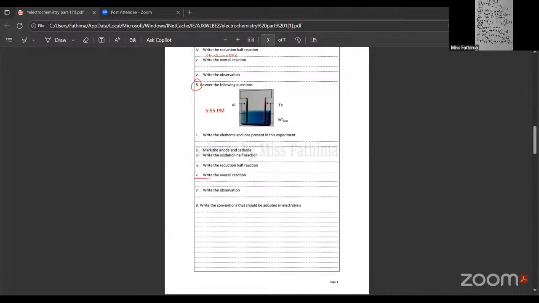Understood? So only one thing, once you got the oxidation half reaction and the reduction half reaction, you should check whether the electrons values are equal. If they are not equal, you have to make them equal, right? Once you make them equal, you can cancel them and write the overall reaction. Understood?